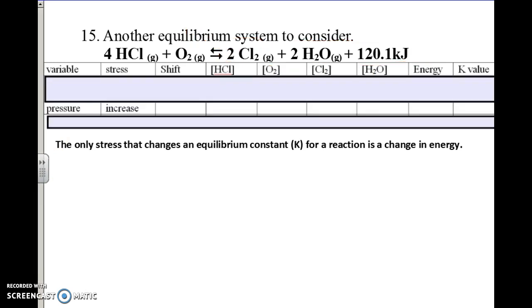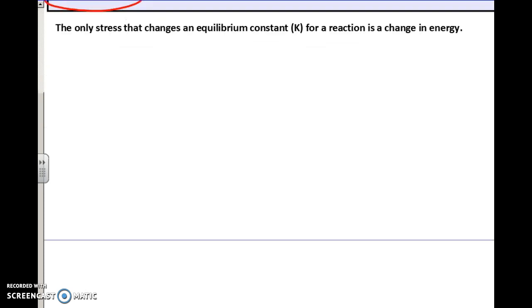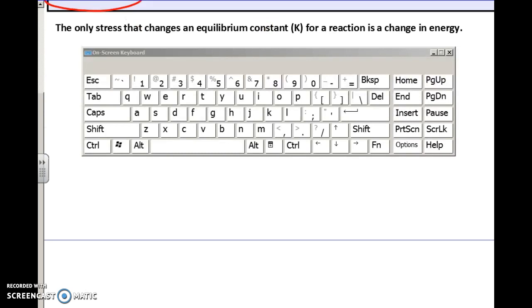Pressure is increasing in this problem. That is our stress. Pressure only affects gases. Here we have 4. Here we have 1. Here we have 2. Here we have 2. So we have 5 gases on that side, and we have 4 moles or molecules of gas on that side. So if we increase the pressure, it's going to shift to the side that's got less pressure associated with it.